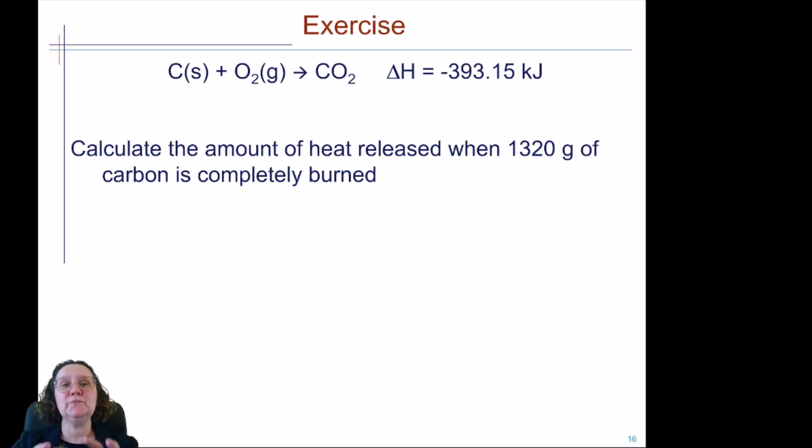So I'm going to ask you to do this exercise, because I cannot think that there is a single chemist that can resist setting an exercise that requires you to do some calculations using moles. The reaction of combustion of carbon, so reaction of carbon with oxygen to produce CO2, has that enthalpy change, minus 393.15 kilojoules. It's an exothermic reaction.